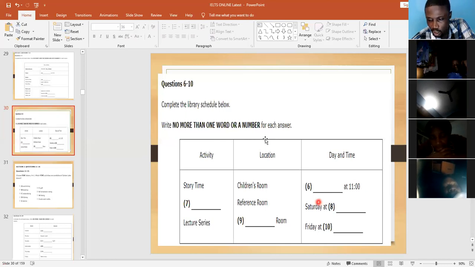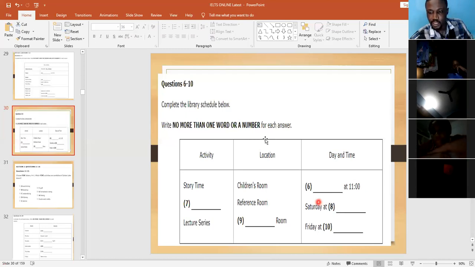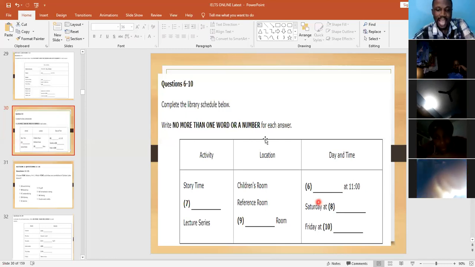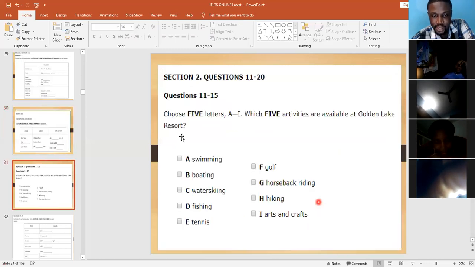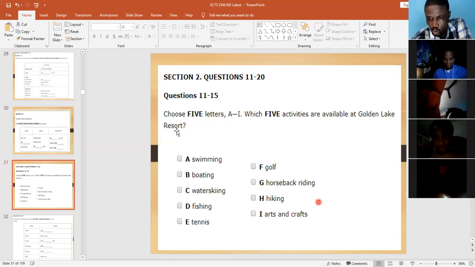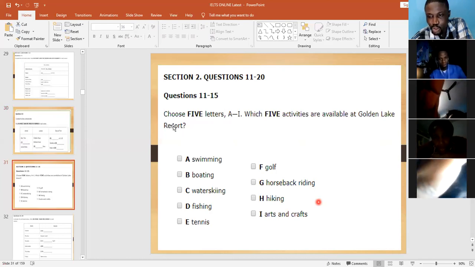Okay, the time is fast spent, but let me go to one more activity, if we can do that, and call it a day. This one is not hard. Well, let me say it is not hard, but let's practice it. In this activity, it says choose letters A to I, which 5 activities are available at Golden Lake Resort. So you need to choose which of the activities are available.